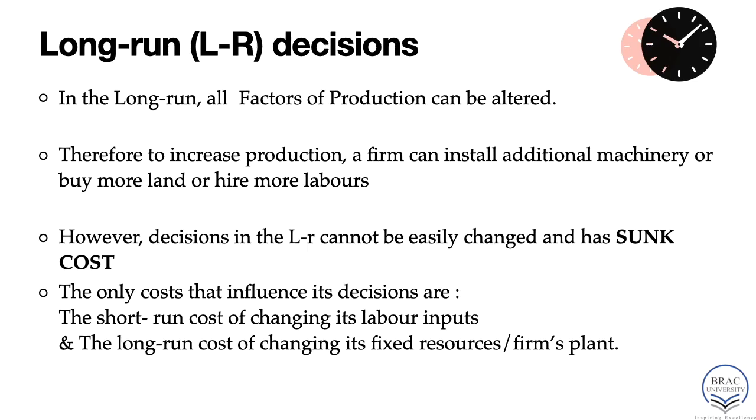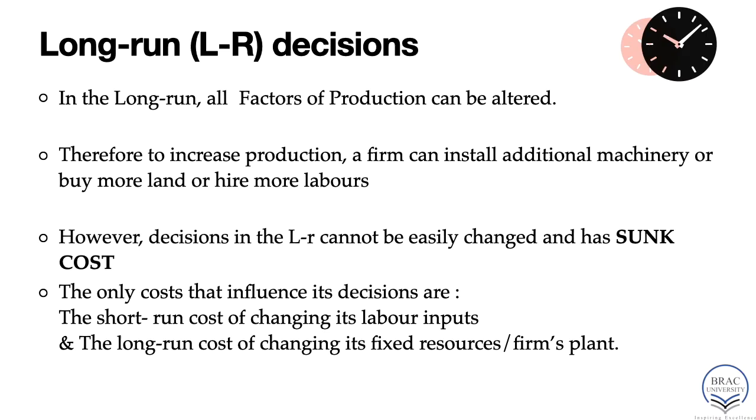Now, the long run. In the long run, all resources can be varied. That is, in the long run, the firm can change all its factors of production. To increase output in the long run, a firm can change its fixed resources like technology, buildings, and capital, and also has the option to increase or decrease the quantity of labor it hires. However, please note, long-run decisions are not easily reversed. So, once a decision is made, the firm must live with it for some time.